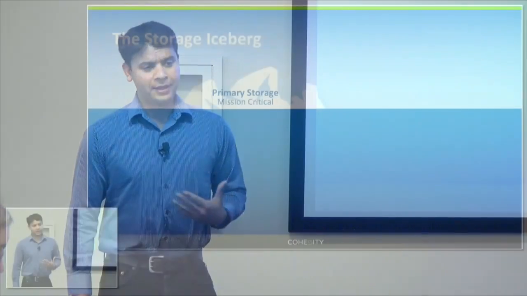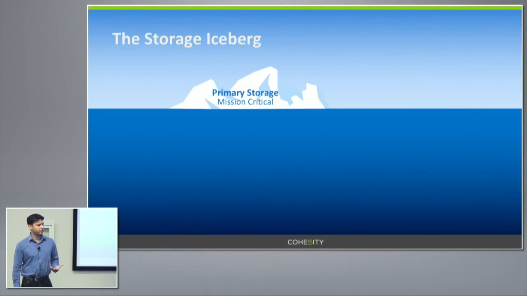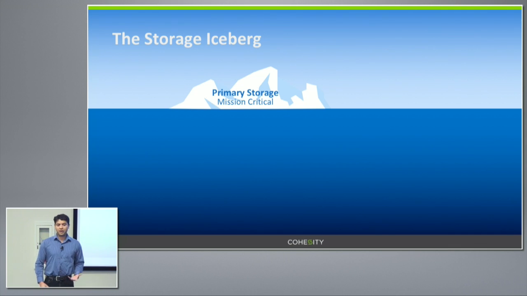So we liken the storage in the data center to an iceberg. The tip of the iceberg is what we call primary storage. This is where our customers run mission critical apps. This is where we need strict SLAs. This is where we have companies like Nutanix, my last company, companies like Pure Storage, lots of EMC. This is where they operate. But the bulk of the storage in the data center is not mission critical.